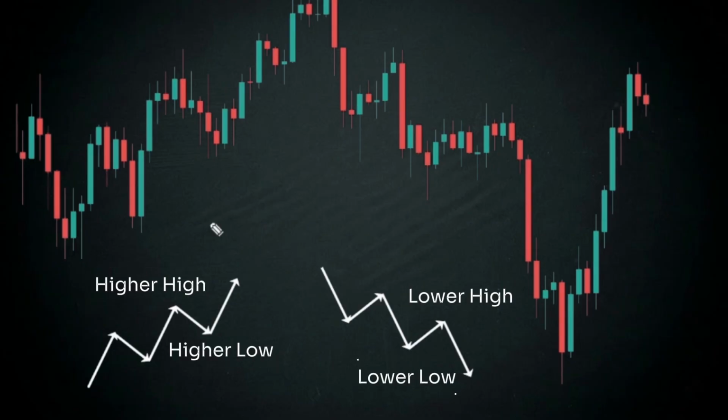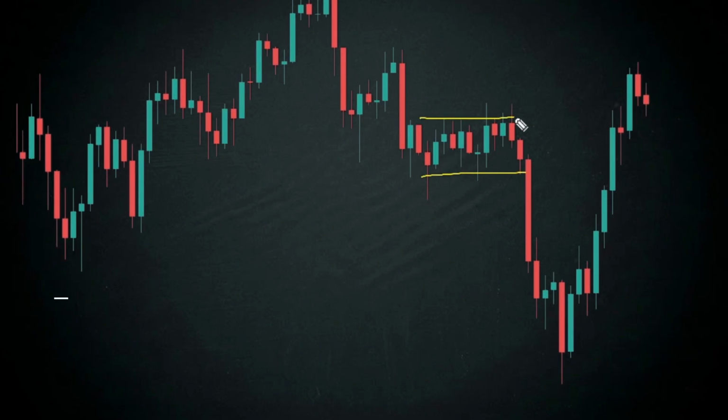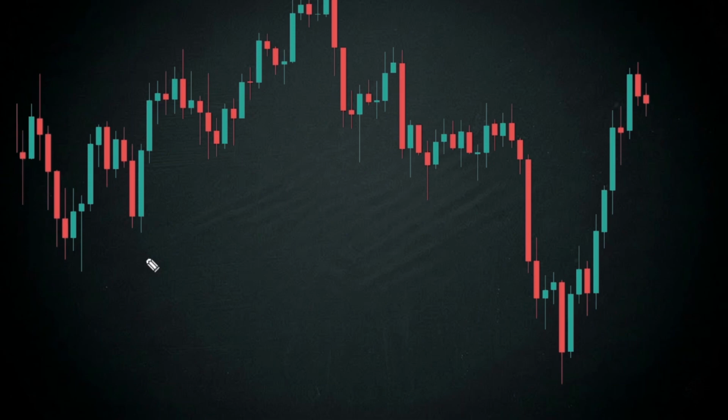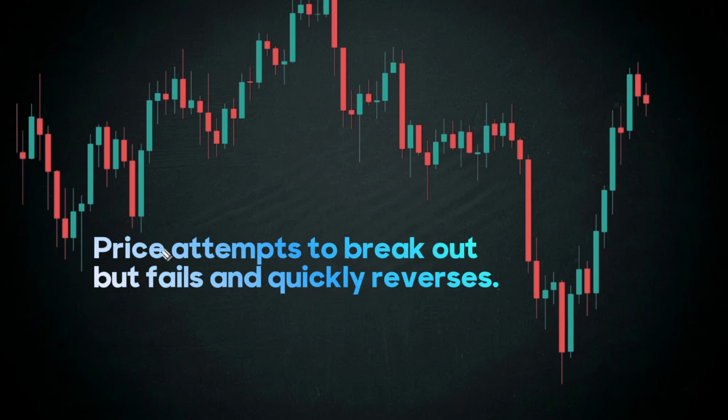It tells us that the sellers rushed in and pushed the price all the way down, but then the buyers suddenly fought back aggressively and drove the price back up. A bearish pin bar is the opposite. A small body with a long upper wick.